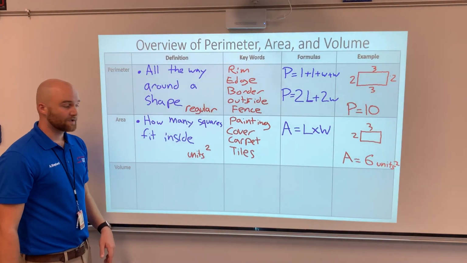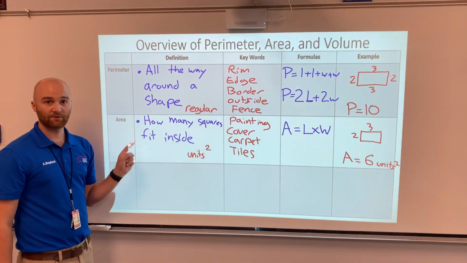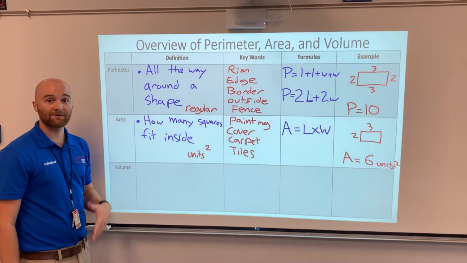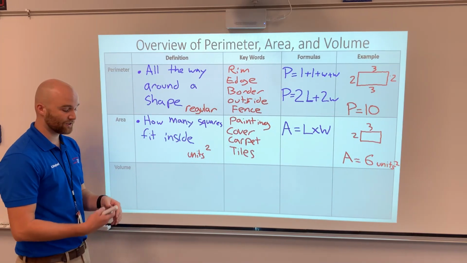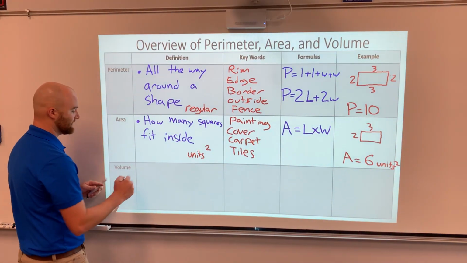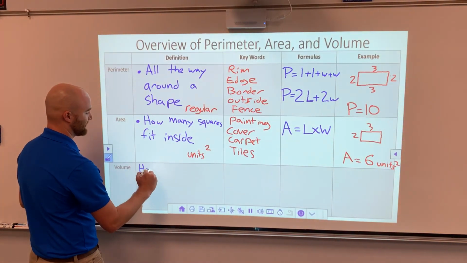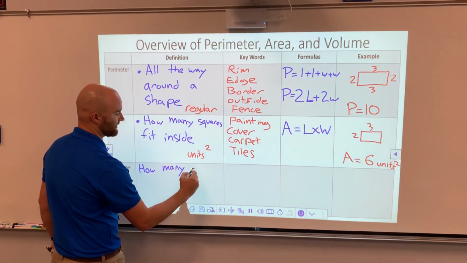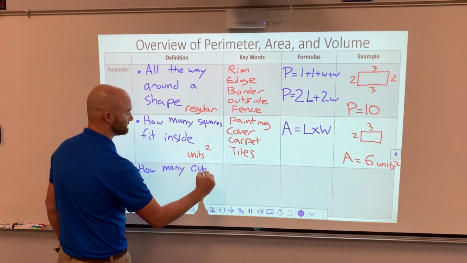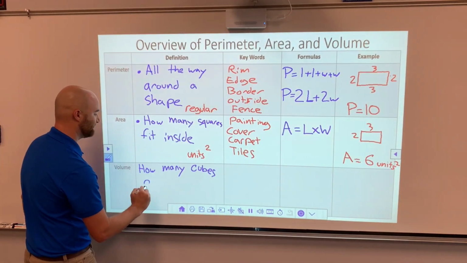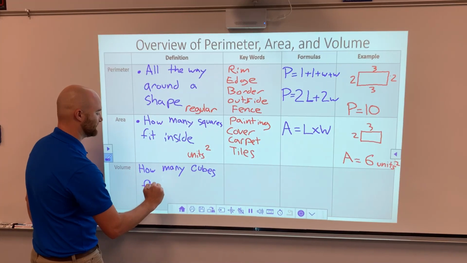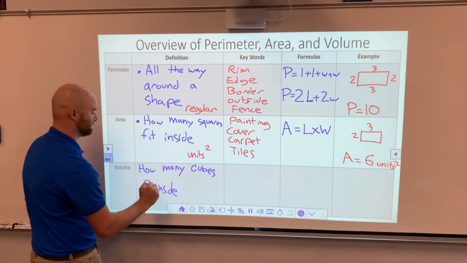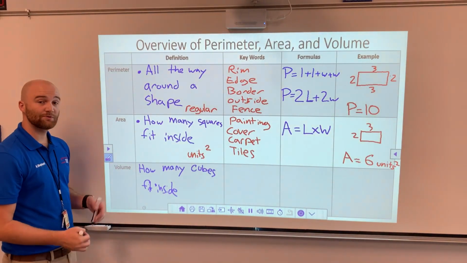Last one is volume. Whereas area was how many squares would fit inside, and it's talking about a flat shape, volume is talking about how many cubes will fit inside, and it's talking about a 3D shape. So I'm going to write how many cubes fit inside. So I want to know how many cubes would fit inside.